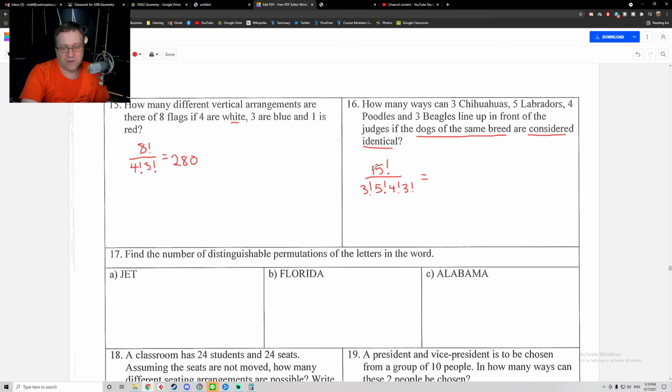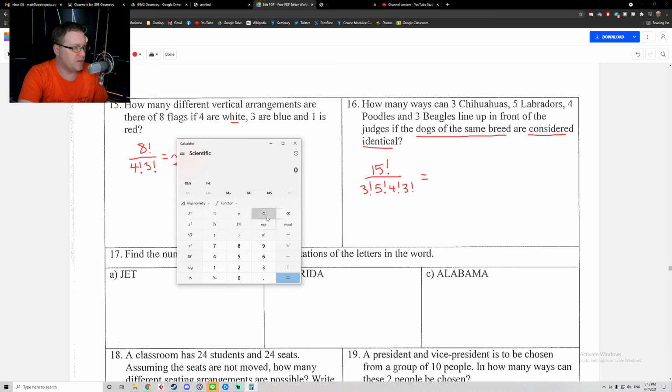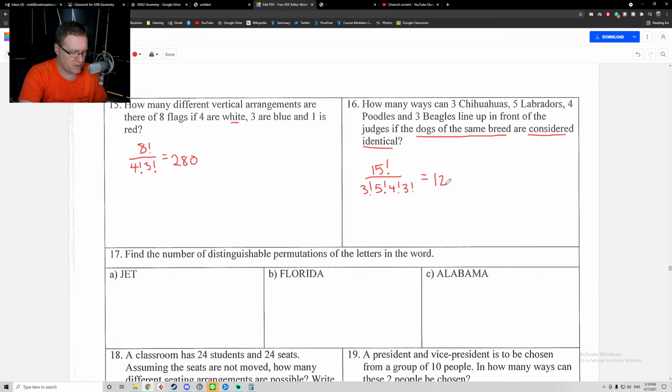So let me get the calculator out again. How we do this, we're going to write 15 factorial, then divide and use parentheses for the bottom: 3 factorial times 5 factorial times 4 factorial times 3 factorial. Then close the parentheses and hit equals. And I got 12,612,600.